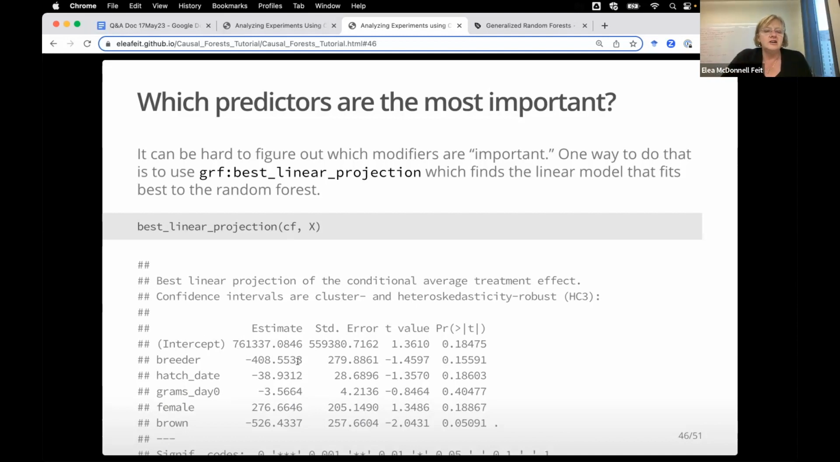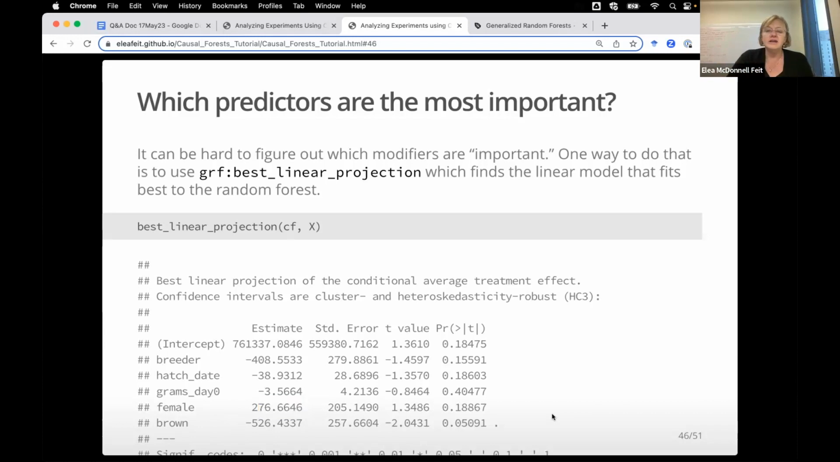And these numbers here, like breeder, hatch date, grams, those are the effect of that variable on the conditional average treatment effects. So for instance, the breeder is minus 104 and female is plus 267. So those are in terms of the treatment effects. The ones that are bigger, so brown, the color, is the biggest treatment effect that we're seeing.